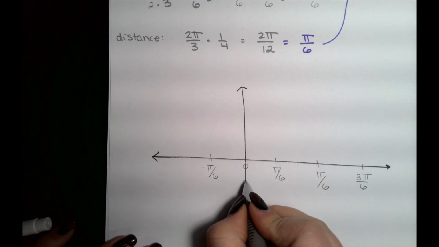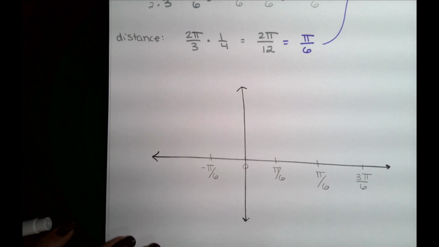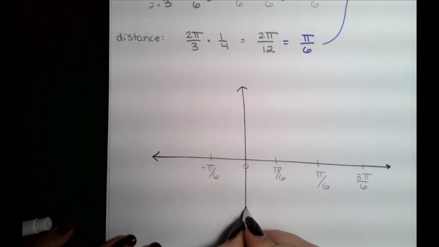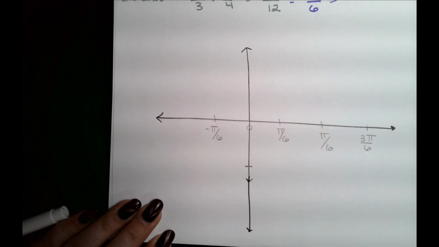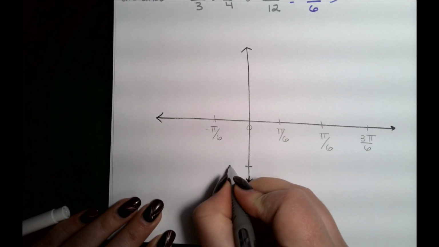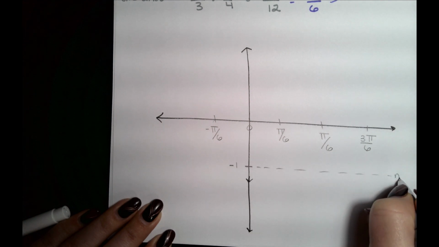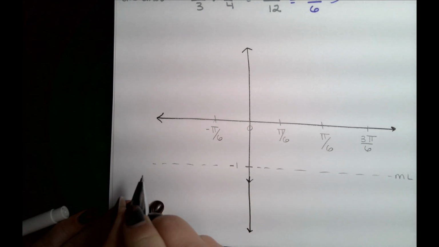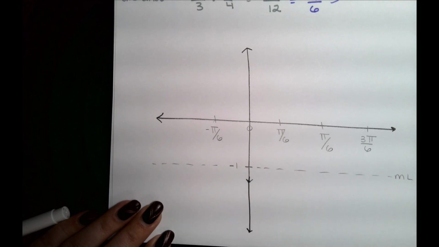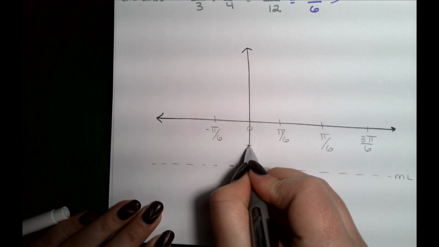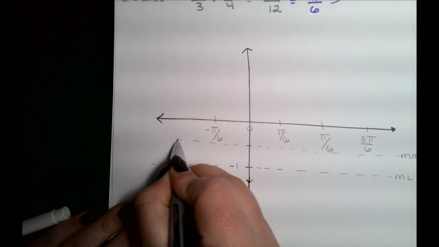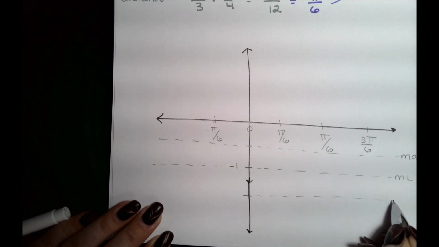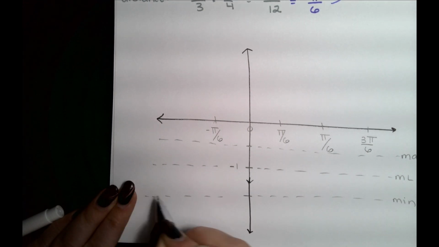Next, we want to do our midline, which is at -1. And now we want to be careful with the midline and the amplitude. I do have a midline at -1, but my amplitude is 1/2. So I'm going to extend out. I'm kind of going to cheat a little bit. I'm going to make this my -1 for my midline. And for my midline, I'm going to go up 1/2. This is my maximum. And then I'm going to go down 1/2. This is my minimum. Make sure to identify that.